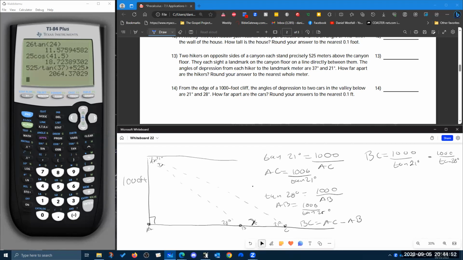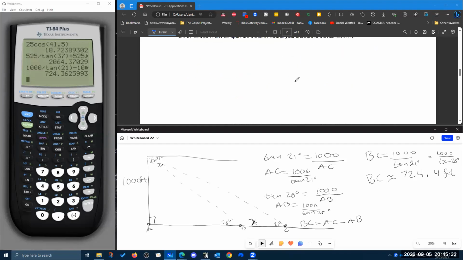Stick that into my calculator. 1,000 over tan 21 minus 1,000 over tan 28, and we get BC is about 724.4, and this is in feet. They wanted us to go to the nearest tenth of a foot. That's why I rounded it that way.